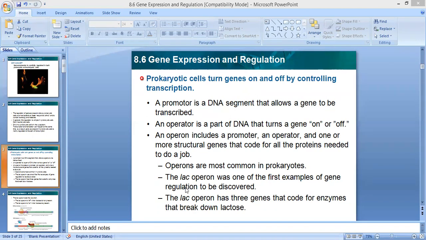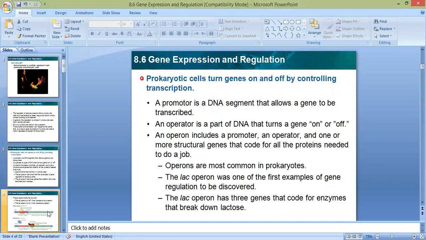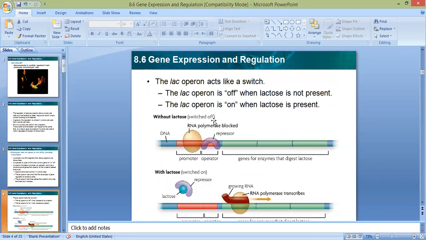So the lac operon is one of the first examples of gene regulation and it has 3 genes. These 3 genes code for enzymes that break down lactose. And here is the image which shows the operon and the parts and how it works. Okay. The lac operon in prokaryotic cells like the bacteria acts like a switch turning on and off.